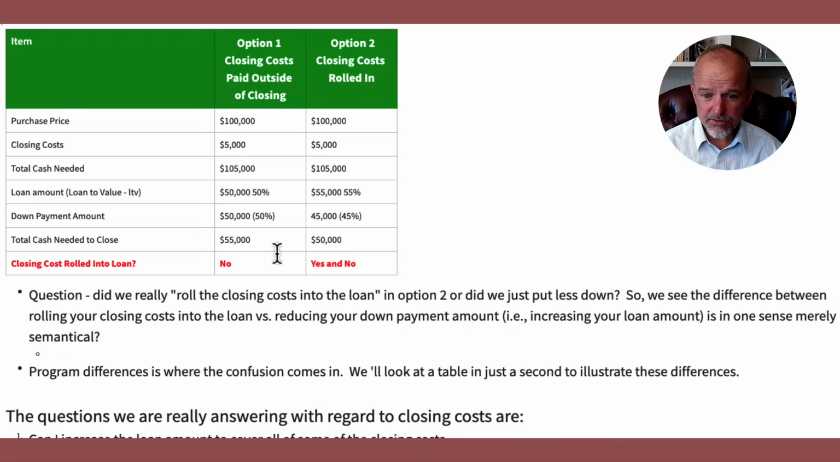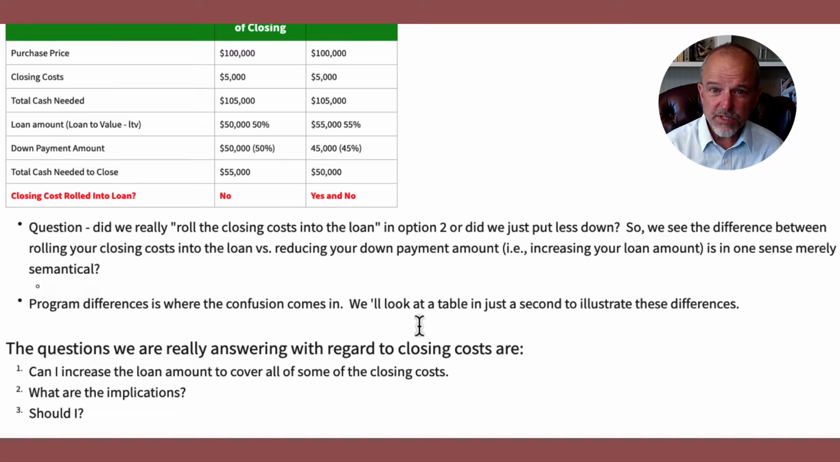But in this example, the total cash needed to close is $50,000. And so the question is, did we roll the closing cost into that loan? And the answer is yes and no. The difference here is, did we roll the closing costs, or did we just simply increase the loan amount to lower the cash that we needed to close? The program differences is where this confusion comes in. And we'll look at a table in just a second to illustrate these differences.